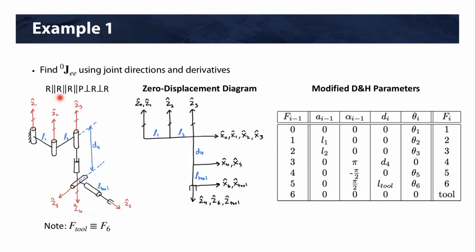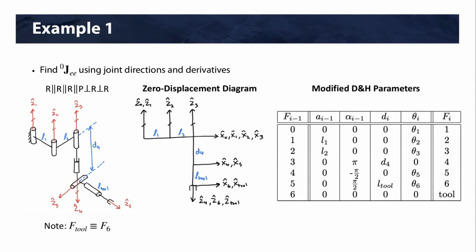For this example, we're going to use a spatial robot with a layout of R, parallel P, which is prismatic, perpendicular R, perpendicular R. Here's a schematic of the layout. In essence, you can see it's a SCARA robot that has a pointer group added to it at the end. In this example, we're going to set our tool frame to be equivalent to frame 6, just to make things a little easier. What we want to find is the Jacobian of our end effector with respect to our base frame 0.